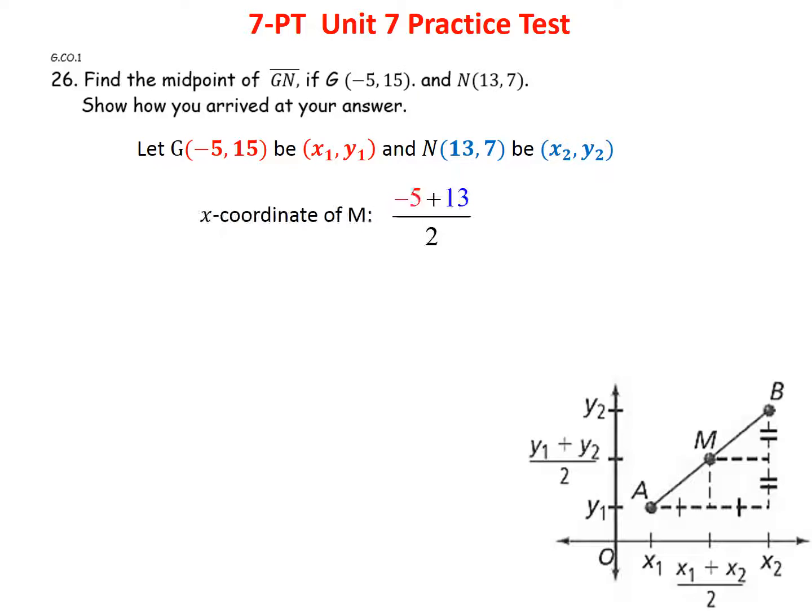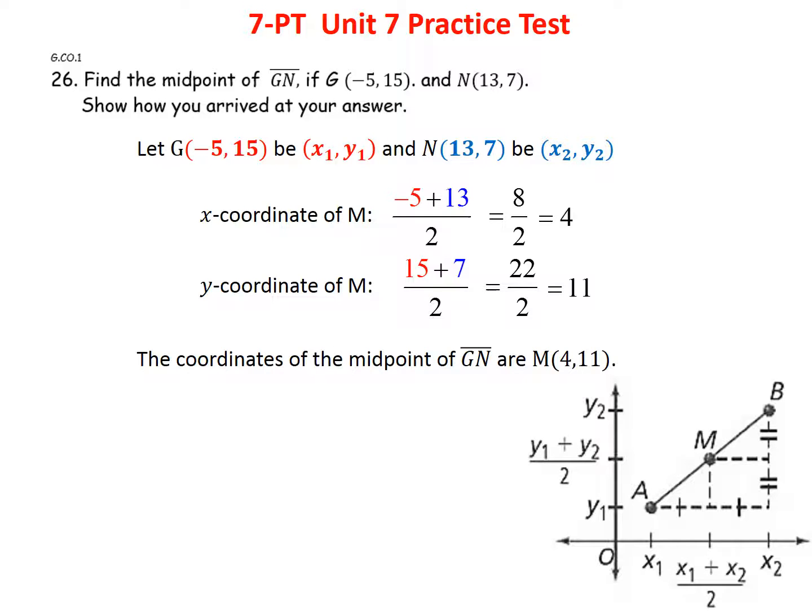So all we have to do is say, okay, the x-coordinates, add them together, negative 5 and 13. That's 8 divided by 2. And so the midpoint of that one would be 4. That's your x-coordinate. The y-coordinate, add the y's, 15 and 7. That's 22 divided by 2 is 11. And so the coordinates at the midpoint would be 4, 11.